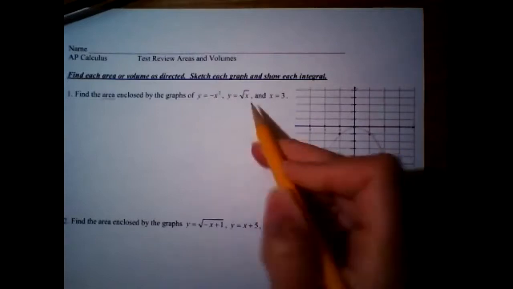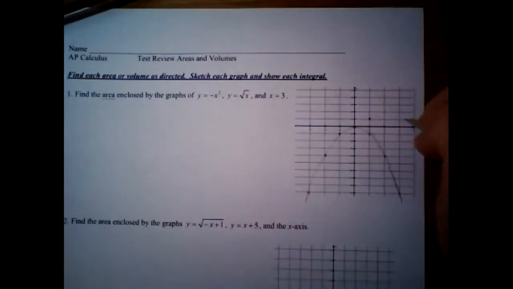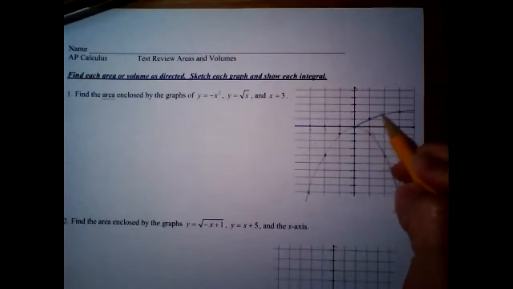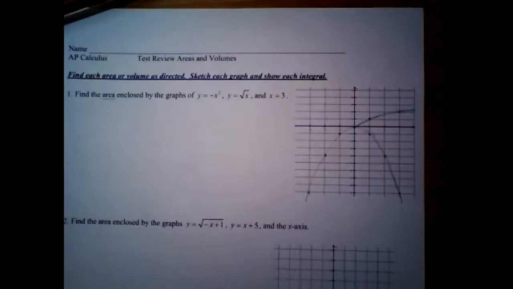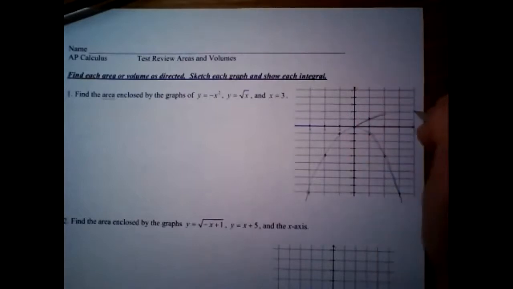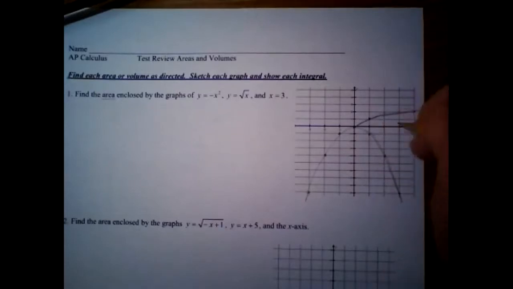And then we have y equals square root of x. So 0, 0, 1, 1, 4, 2. This will be our square root graph. And then the vertical line, x equals 3. Oh, whoops, I put that point there. Sorry, that's good, 4, 2. And then we've got the vertical line, x equals 3.